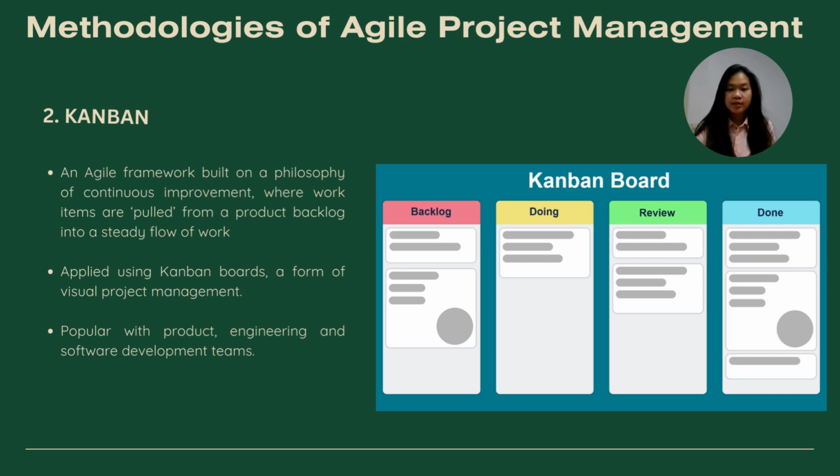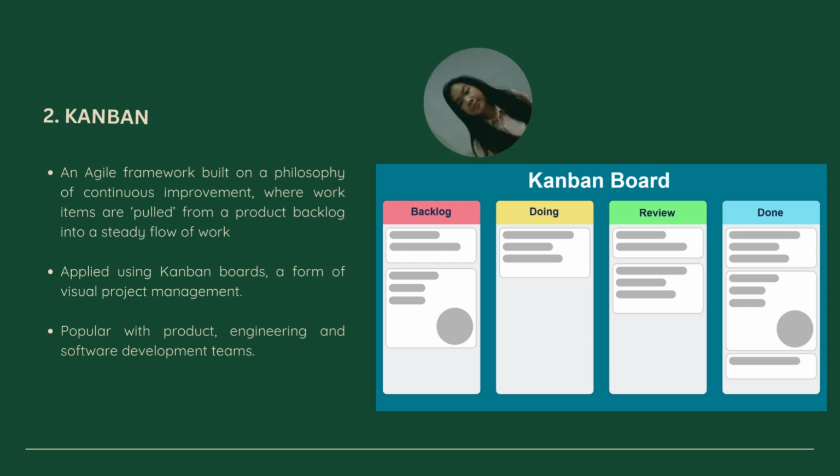The third column is review, whereby the work is done but it needs to be reviewed by someone who is in a higher position, such as the supervisor or also the manager. And the last column is done, whereby it shows the tasks that have been done by the team. So one of the advantages of the Kanban board is that it shows the overview or the progress of the project that has been done or completed by the team. And this Kanban methodology is popular with products, engineering, and software development teams.